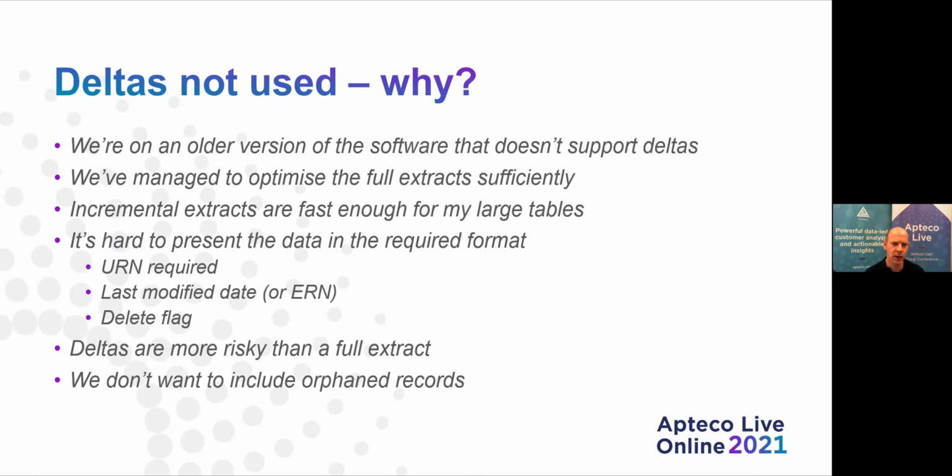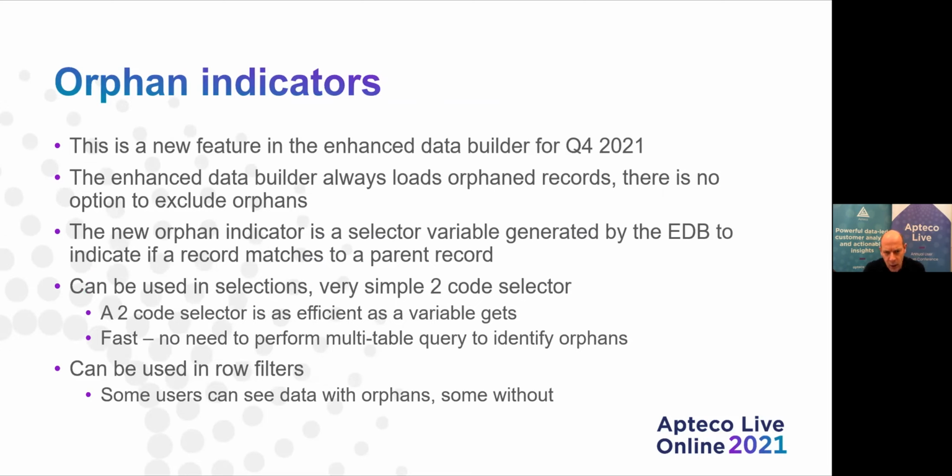And so what we've done for the 2021 Q4 release is add, on the surface, very simple but very powerful functionality to Designer for the enhanced data builder, which is what we call an orphan indicator variable. So this is coming in the Q4 2021 release. The enhanced data builder always loads orphan records, but there's no option to exclude orphans. So this new orphan indicator is a very simple two-code selector variable, automatically generated by the enhanced data builder to indicate if a record matches directly to its parent record or not.